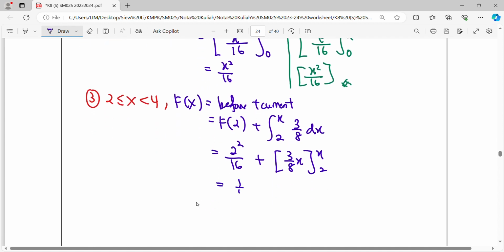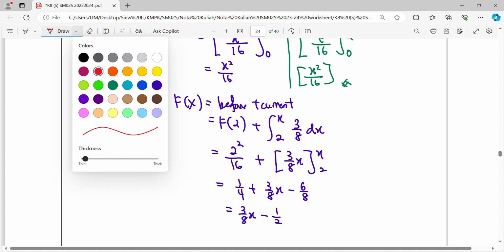So this is 3 over 8 x. Substitute upper limit minus lower limit. How much is the constant here? 1 over 4 minus 6 over 8. Negative 1 over 2. Is it? Okay, negative 1 over 2. After you finish that, we move on to the next interval.